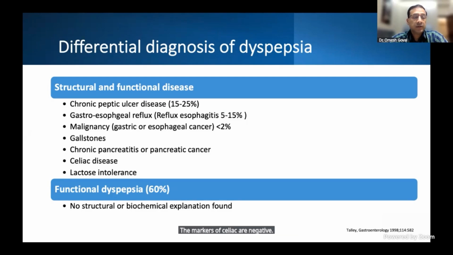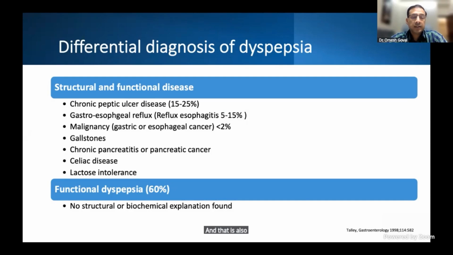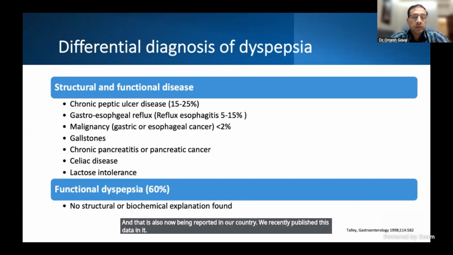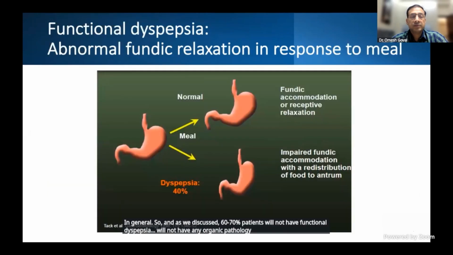Anti-TTG is negative, endoscopy and D2 biopsy may be normal, but still the patient might be having intolerance to wheat. We call this non-celiac wheat sensitivity, and that is also now being reported in our country. We recently published this data in a journal. And as we discussed, 60 to 70% of patients will not have any organic pathology, and we label them as functional dyspepsia.